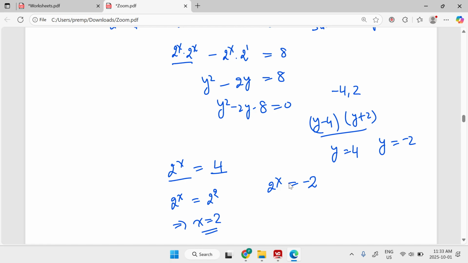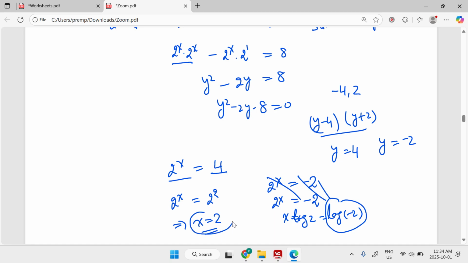Okay, and here if you see this, 2 power x equal to negative 2. And you have to find the x value here. So what you can do is take the log: x log of 2 equal to log of negative 2. Now you know that log of negative 2 is not possible. That means we don't have any value for this. So the only value which works is x equal to 2.